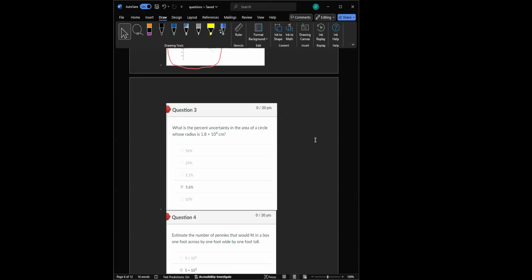The area of the circle. Yeah. So in this one, they're saying what is the percent uncertainty in the area of a circle whose radius is 1.8 times 10 to the fourth. So the area of a circle is pi r squared. So this, pi times 1.8 times 10 to the fourth. Let's see. So I get 56548.667. Okay, I'll double check that just to make sure.